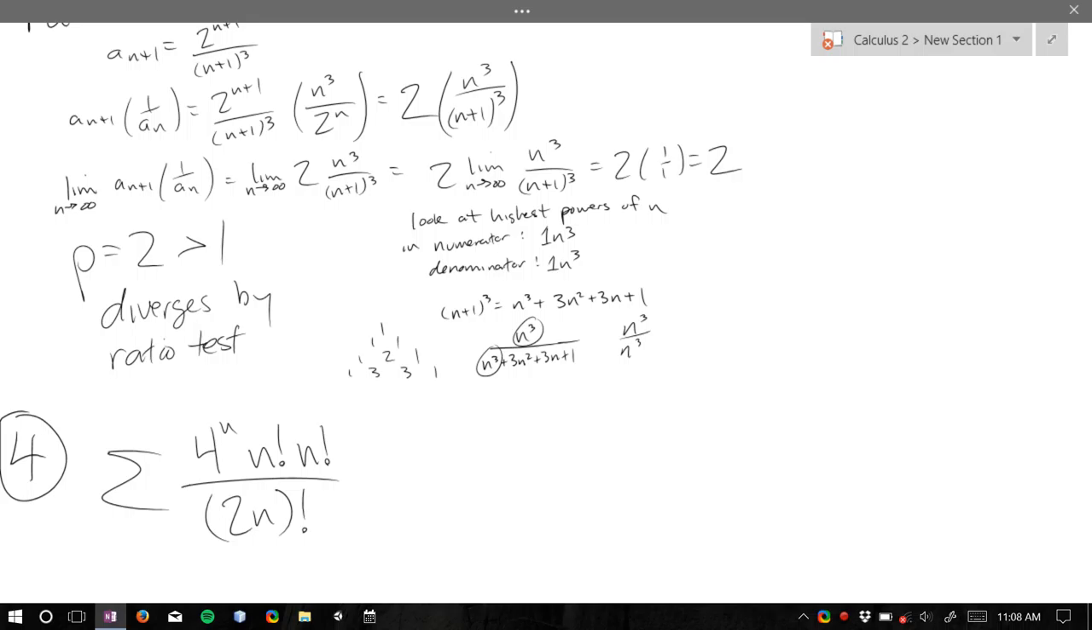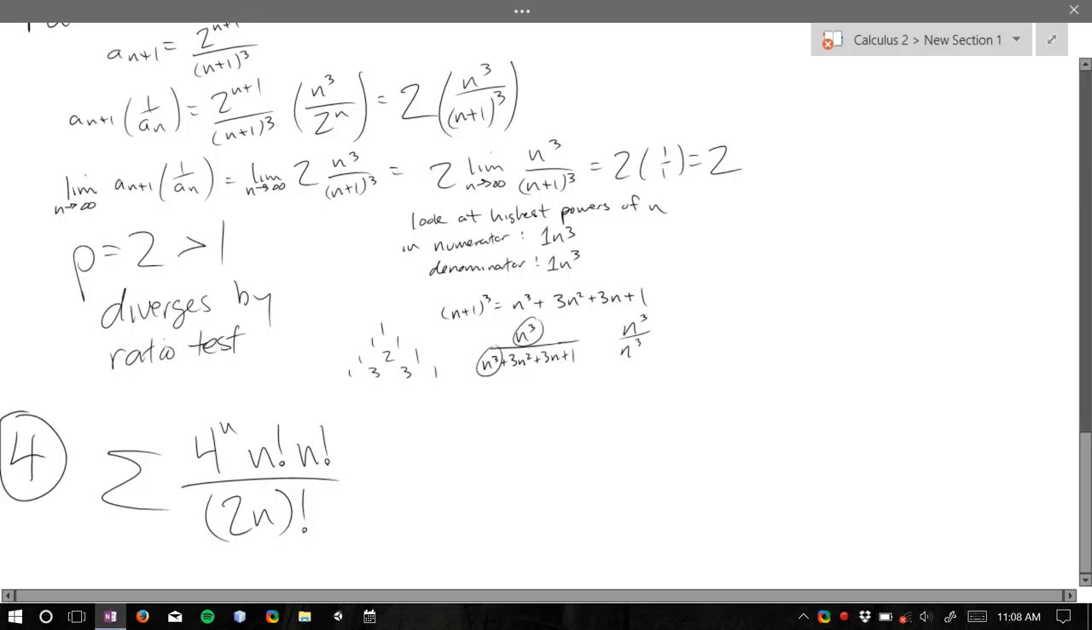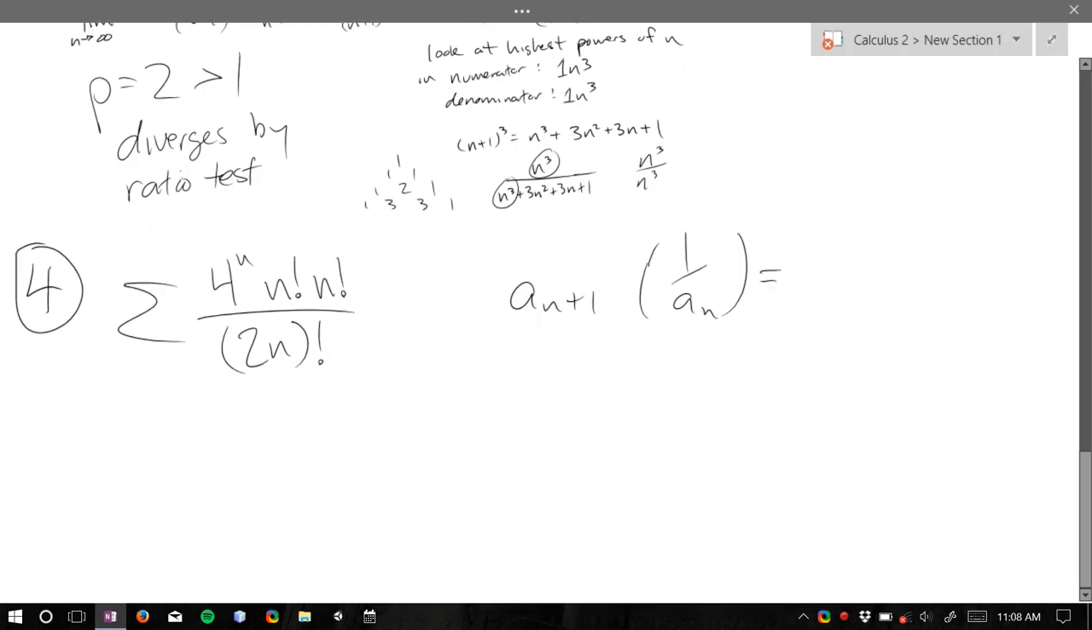So you're going to use a ratio. Anytime you have a factorial, you have to use a ratio test. So go ahead and see what your factorial skills are made of, and see how well you can reduce this down.